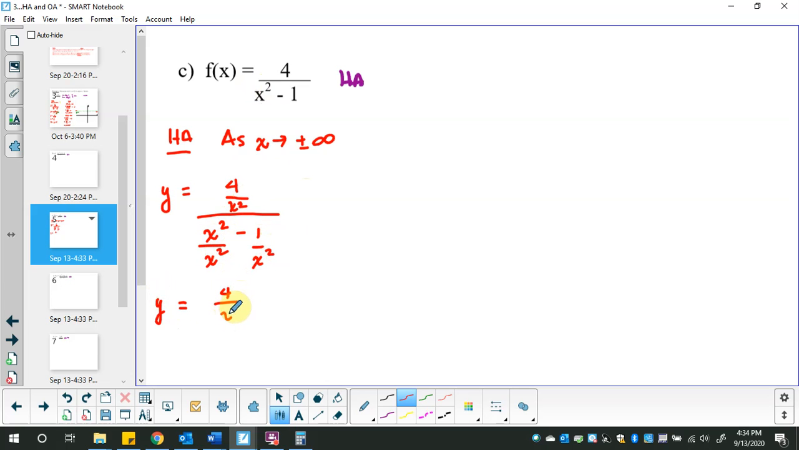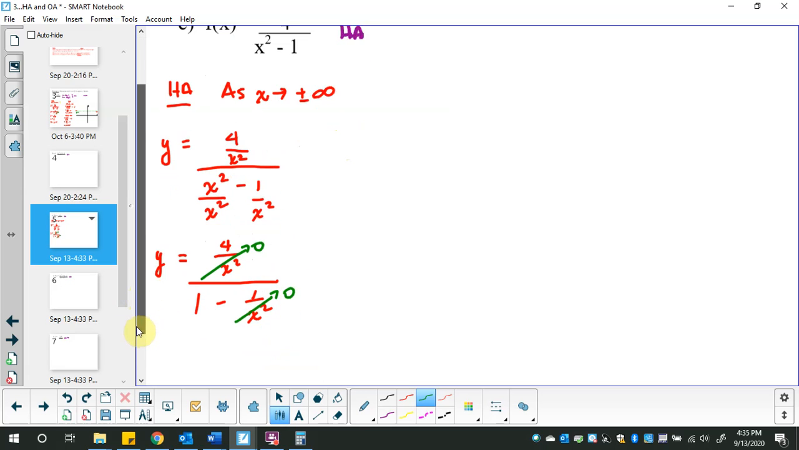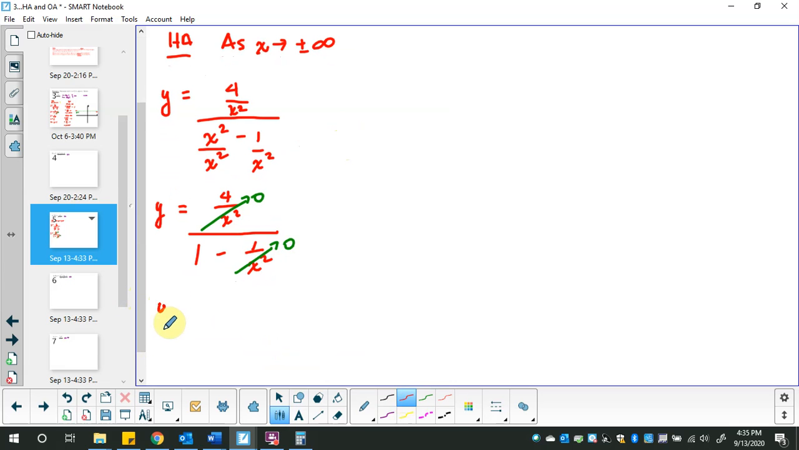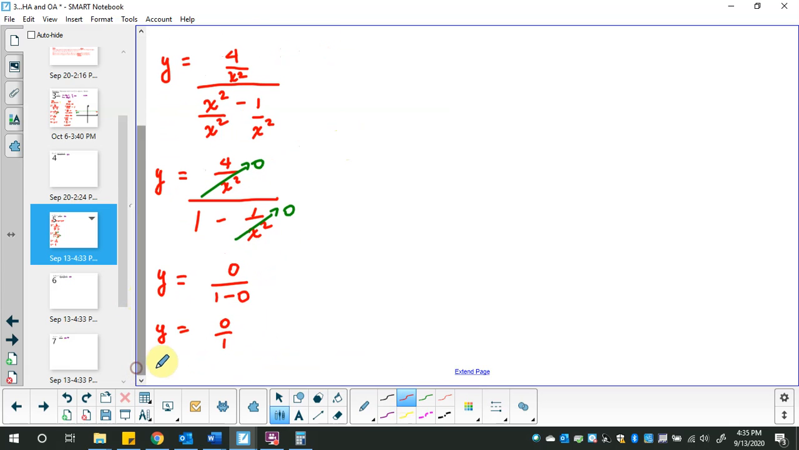So the top doesn't clean up at all. These two x squareds will cancel and become not 0 but 1. And this final term doesn't change at all. But anytime you get left with an x or higher degree in the denominator after you clean up, because you bothered to say this line right here, these are insignificant and they head to 0. Which means I end up with 0 over 1 minus 0. That's 0 over 1. So I end up with a horizontal asymptote of y equals 0.